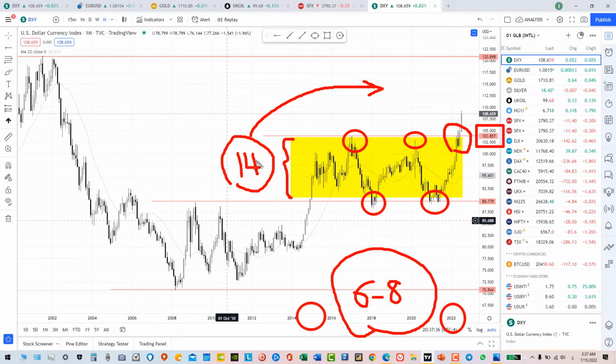If we add 14 to 104, we expect to go to an area around 117, 118, and this is the long-term target for the dollar index over the major structure. So things look pretty good, positive over the long term for the dollar against the major currencies, especially when we look at the long-term picture.